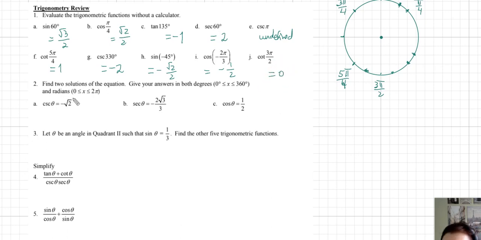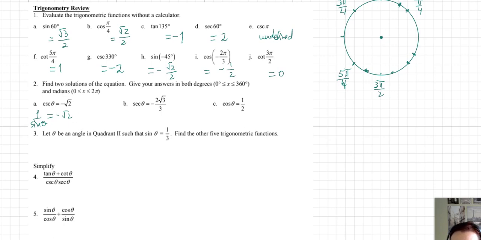Now, our second problem is about equations. Find two solutions of the equation, give your answers in degrees and radians, and within one rotation. So between 0 and 360 or 0 and 2 pi. Cosecant theta equals -√2. We know that cosecant is 1 over sine theta, which is equal to -√2, which tells us that sine theta has to be equal to 1 over square root of 2 or square root of 2 over 2.